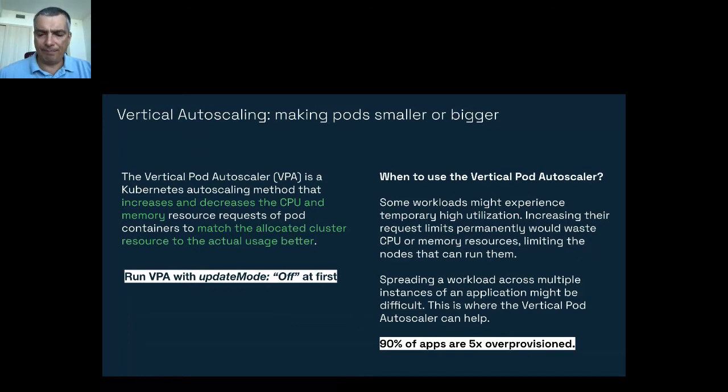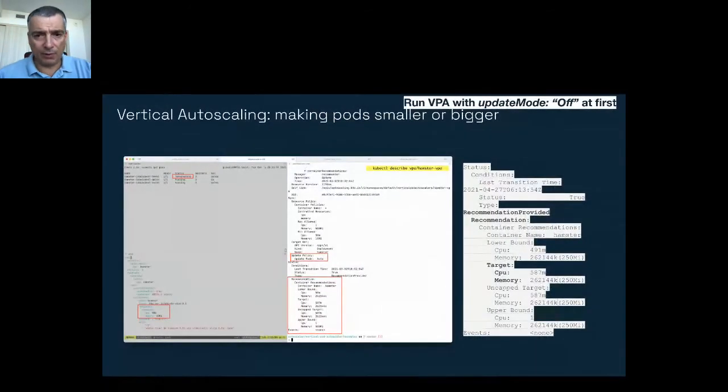So this is an example of what VPA looked like, and you can see this is just a screenshot I took this morning, where you get a few recommendations: lower bound, target, uncapped target, and upper bound. And this example is just something I did real quick.